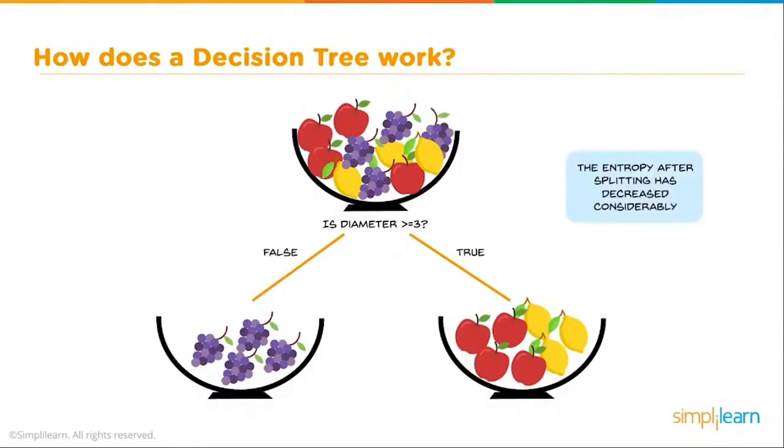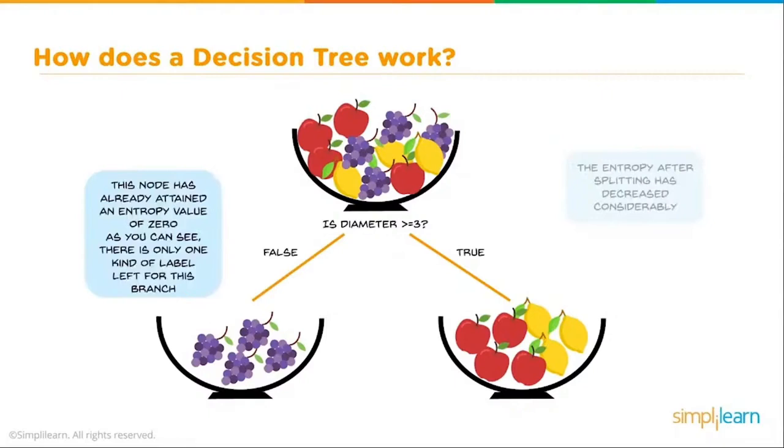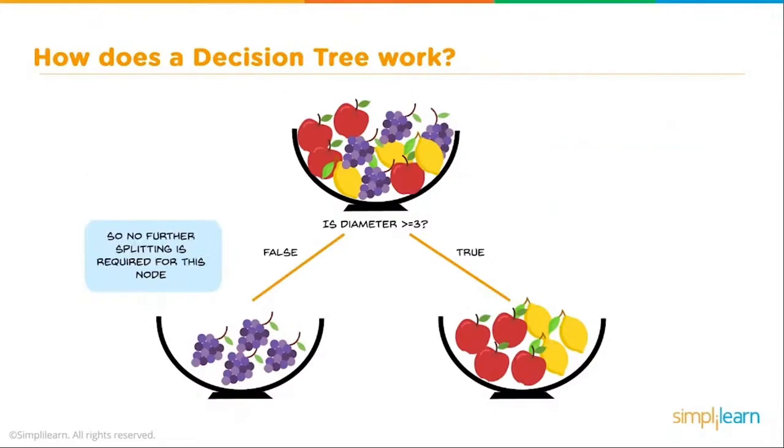The entropy after splitting has decreased considerably. So now we can make two decisions. If you look at it, there's very much less chaos going on there. This node has already attained an entropy value of 0, as you can see. There's only one kind of label left for this branch. So no further splitting is required for this node. However, this node on the right still requires a split to decrease the entropy further.